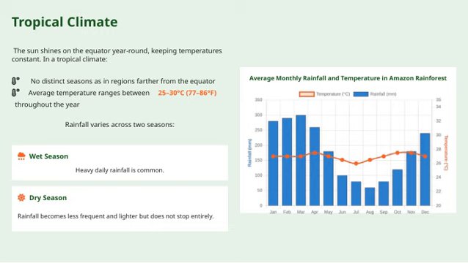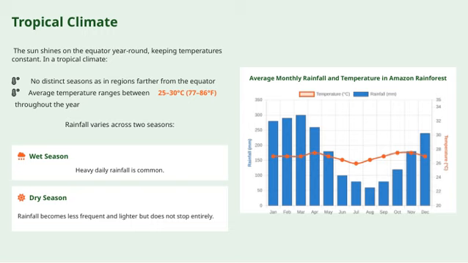We see two main seasons, the wet season and the dry season. During the wet season, heavy daily rainfall is quite common, which supports lush vegetation and abundant wildlife. Then, in the dry season, rainfall becomes less frequent and lighter, but it doesn't stop altogether. There's still some rain, just not as much as during the wet months.